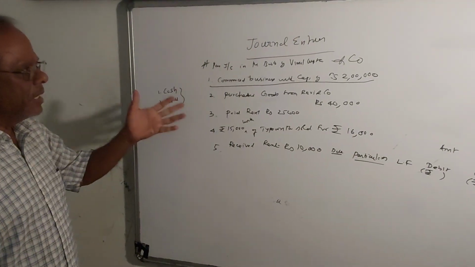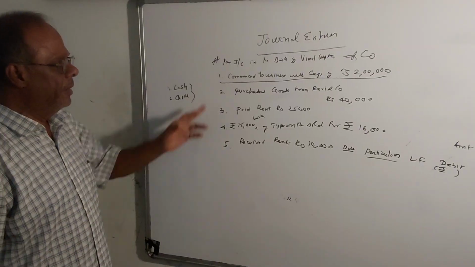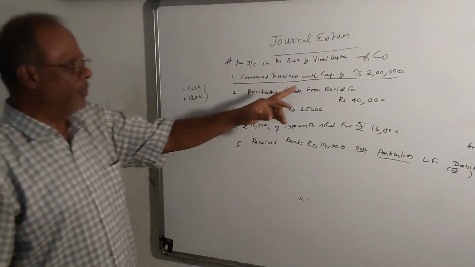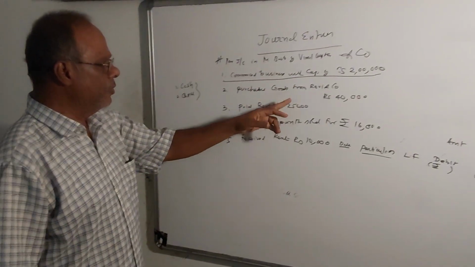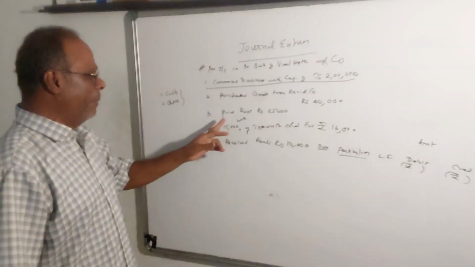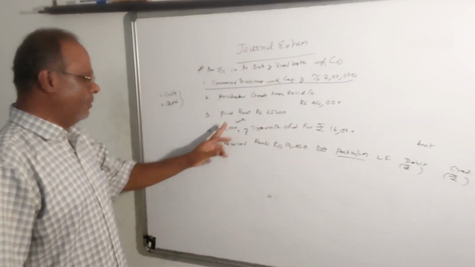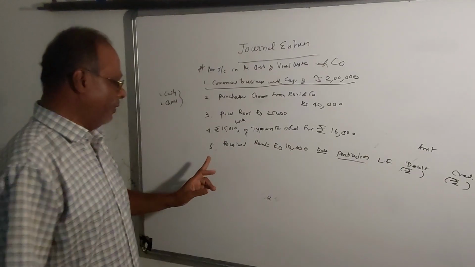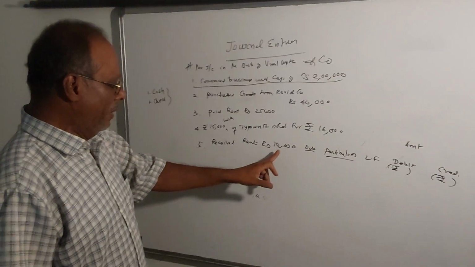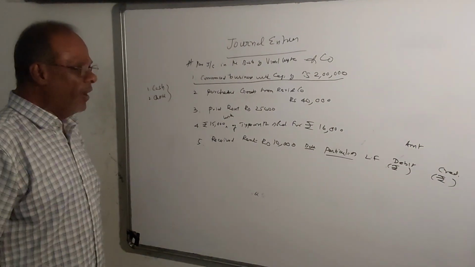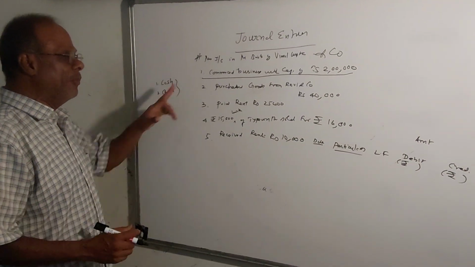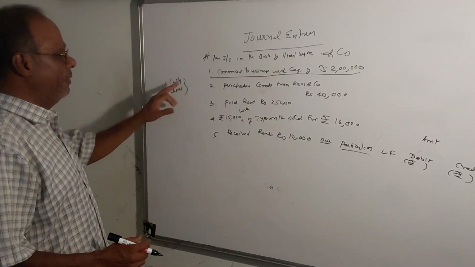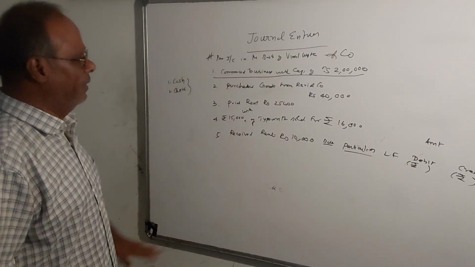Up to this, are you able to understand what are the transactions I have given? One is commence business with capital of rupees 2 lakhs. Another one is purchase goods from Ravi and Co., rupees 40,000. Paid rent rupees 25,000. 15,000 worth of typewriter sold for rupees 16,000. Received rent rupees 10,000. That's all. Every transaction contains two accounts. In the first transaction, one is cash, another one is capital.